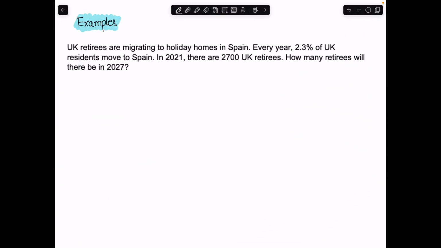Now let's look into the questions. The first question says, UK retirees are migrating to holiday homes in Spain. Every year, 2.3% of UK residents move to Spain. In 2021, there are 2,700 UK retirees. How many retirees would there be in 2027? So what we are trying to find here is on a timeline. We are in 2021, and in 2021 we had 2,700 UK retirees. We want to see how many retirees there would be at the end of 2027, when the population is increasing by 2.3% per annum.